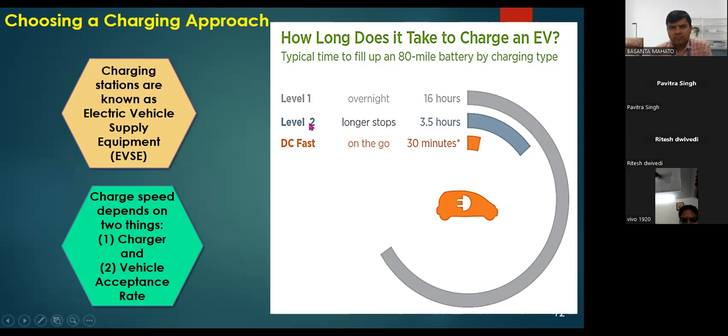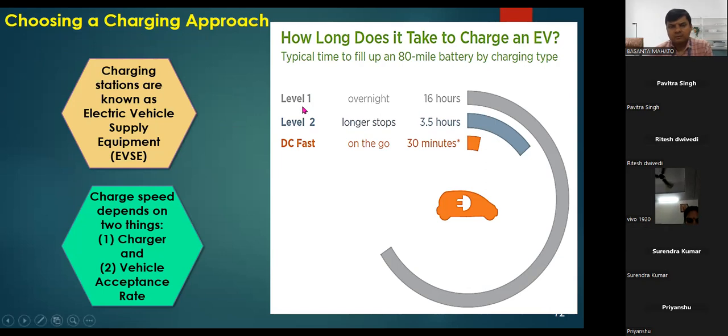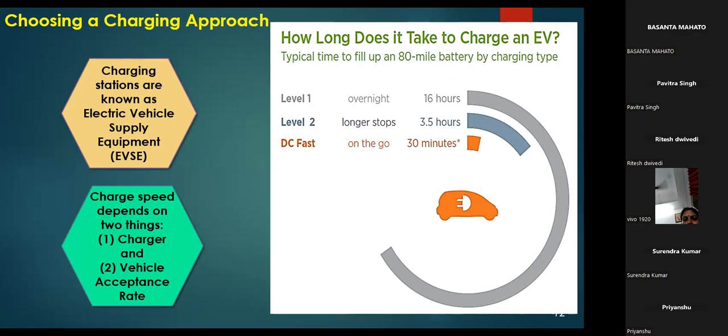So there are three levels of charging. Charging stations are known as electric vehicle supply equipment, EVSE. In the first level, we will charge overnight for 16 hours. In level 2, we will charge for around 3.5 hours. This is actually for the longer trips, and DC fast charging will take 30 minutes. So these three levels of the charging system are involved in the battery electric vehicle system.